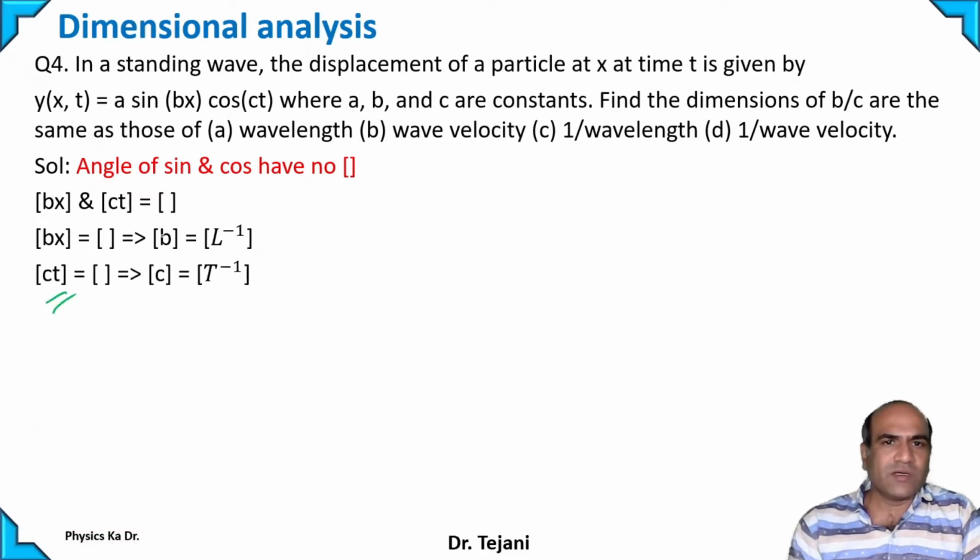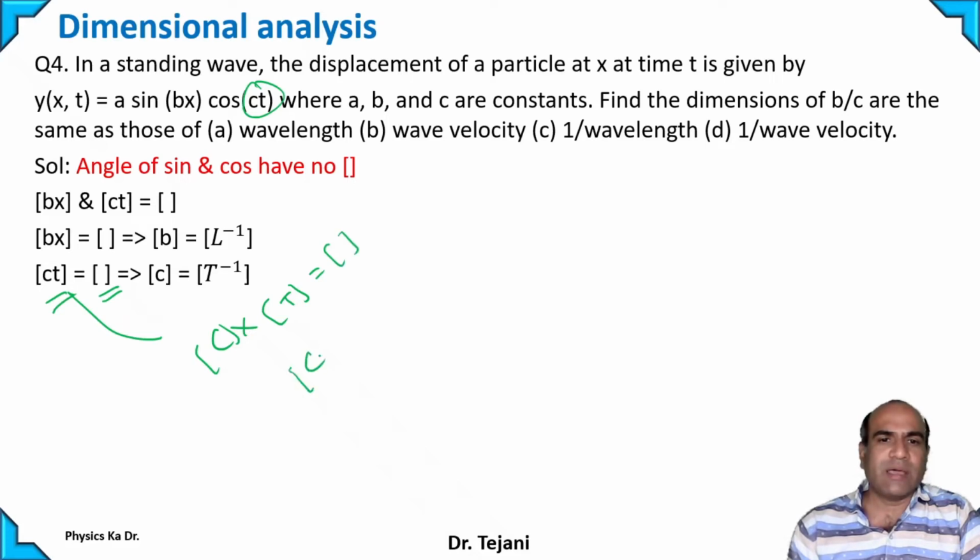Similar for this, the angle is dimensionless. For the product of c multiplied by the dimension of t, time, that is c t, is equal to dimensionless. So the dimension of c becomes T power minus 1. That is mentioned here.